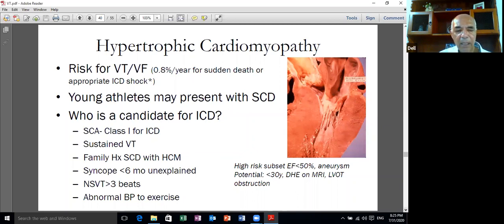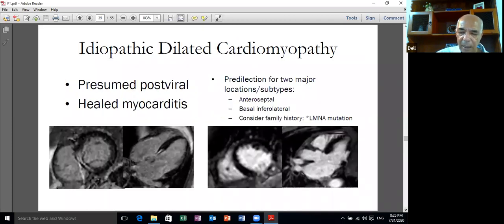Non-sustained ventricular tachycardia, if it is repetitive, and particularly if it is associated with other risk factors. Otherwise, we'll end up putting an ICD in so many patients because non-sustained ventricular tachycardia is very frequent in hypertrophic cardiomyopathy. And a drop of the blood pressure to exercise. If you are confused about the primary prevention, then you consider other high-risk features like a low ejection fraction, apical aneurysm, or delayed hyperenhancement on MRI. Left ventricular outflow tract obstruction is an added feature by itself. It's not an indication for ICD implantation.